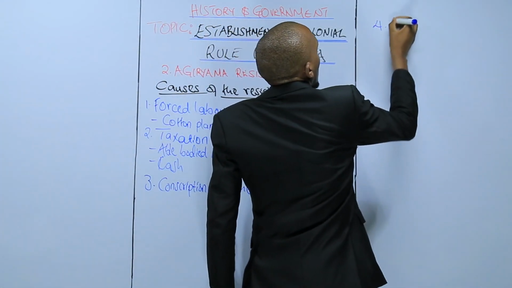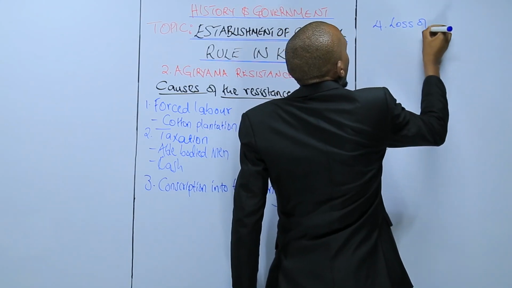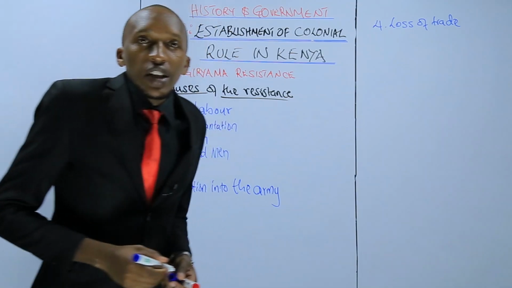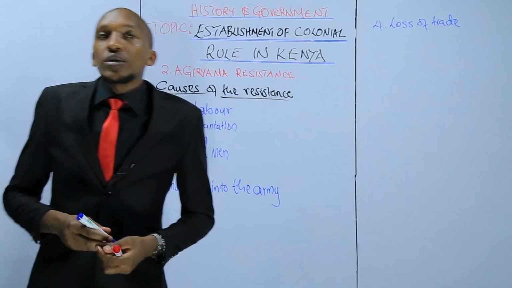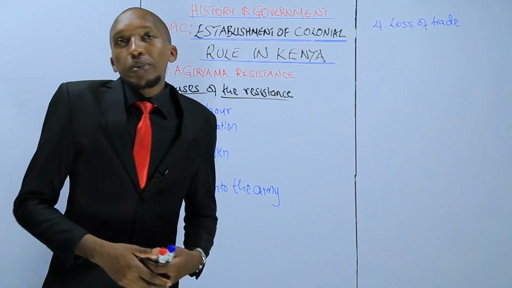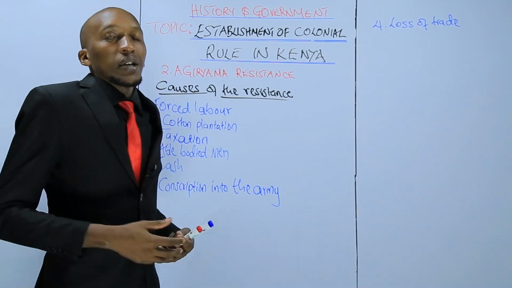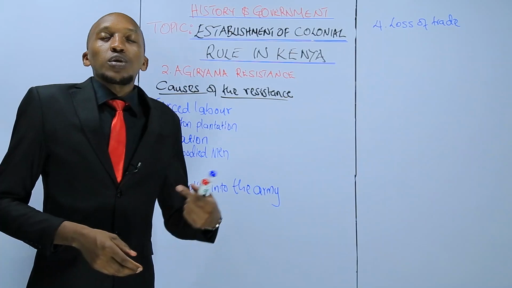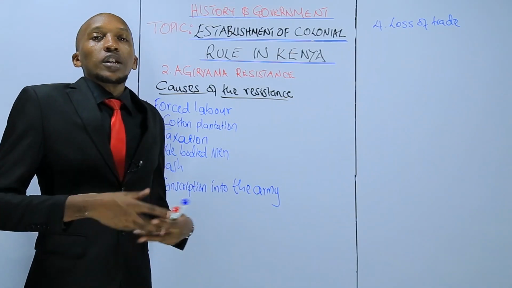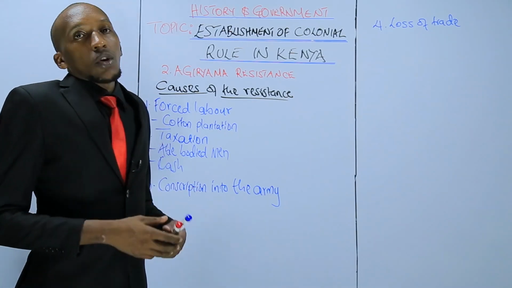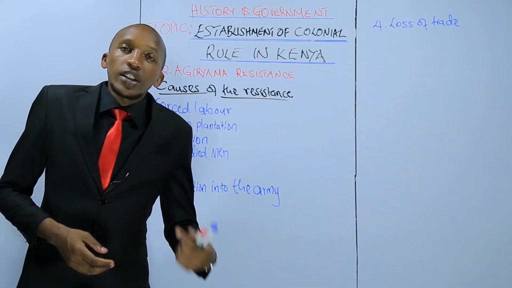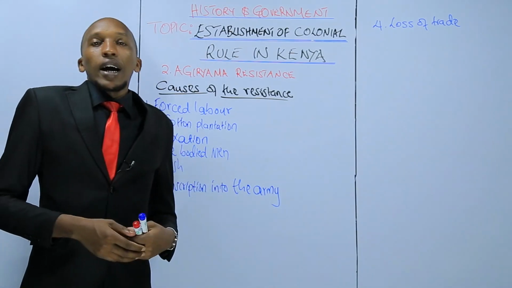The next reason is that they lost their trade. That is number 4, loss of trade. Remember, as we were discussing the cause of the resistance, I mentioned that the Agiryama people were active in trade. They traded with their neighbors. They traded with other coastal communities. So this was a special industry that was bringing them income.